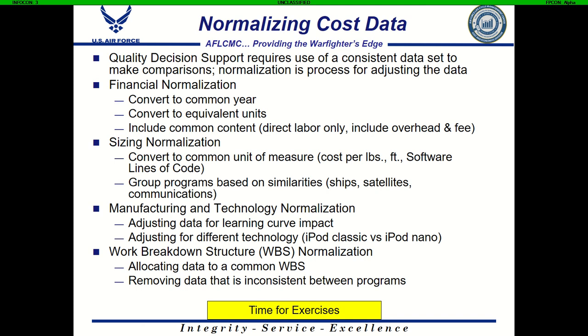Adjustments for different types of technology. So the example here is comparing an iPod Classic to an iPod Nano, where the iPod Classic uses an internal rotary storage drive, which has moving parts. It's got a storage disk that spins really fast, and a mechanical arm that goes over that disk in order to read the data off of it. Whereas an iPod Nano has got a solid state storage drive where there's no moving parts. It just has the data stored and accessed electronically.